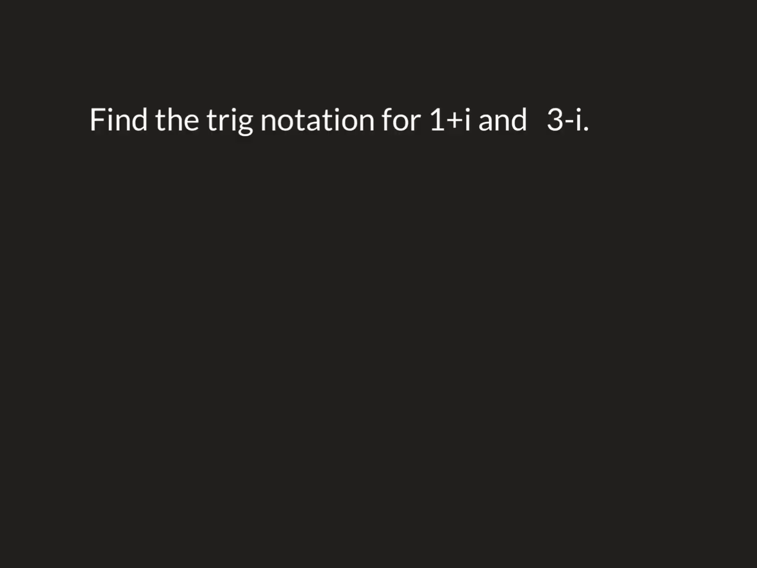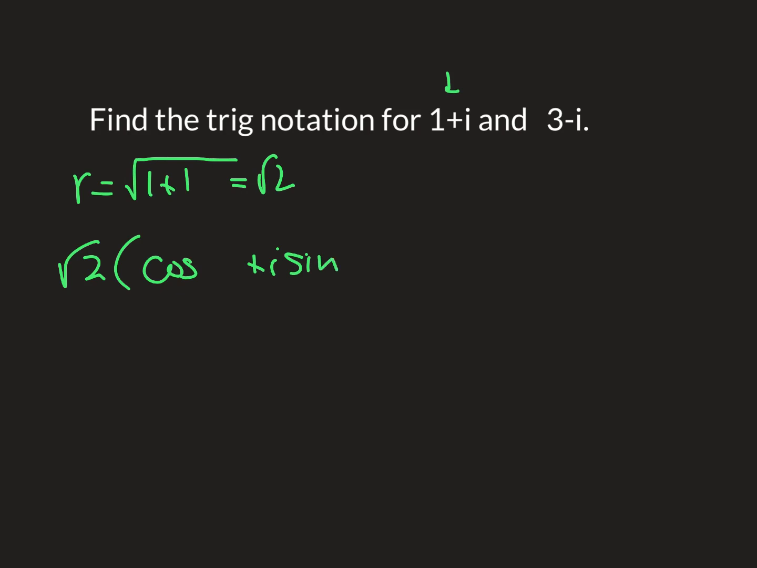Find the trig notation for 1 plus i and 3 minus i. Okay, what I need first is r. Remember, r is just the absolute value. So I'm going to do 1 squared plus 1 squared. It's square root of 2. All right, so I'm going to put the square root of 2 in front, cosine theta plus i sine theta. Now, here's the trick for finding theta.